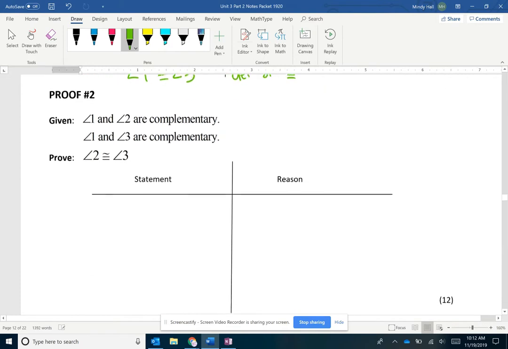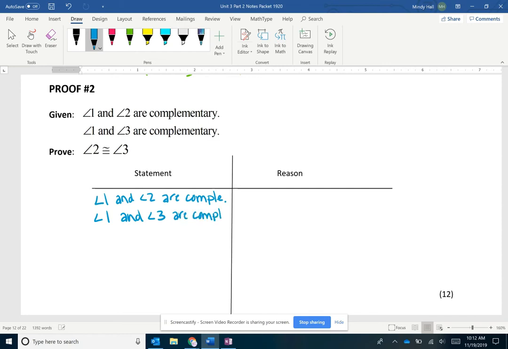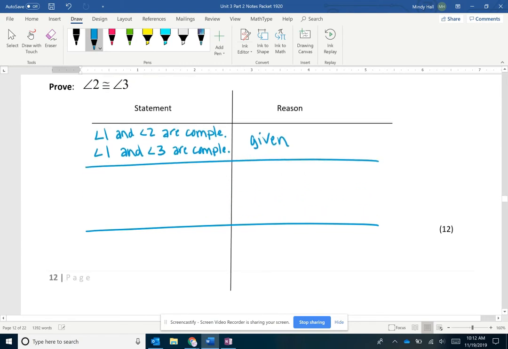For proof number 2, we are given that angle 1 and angle 2 are complementary. Again, abbreviation is fine. And then angle 1 and angle 3 are also complementary. This is all given. Then we are trying to prove that angle 2 is congruent to angle 3.